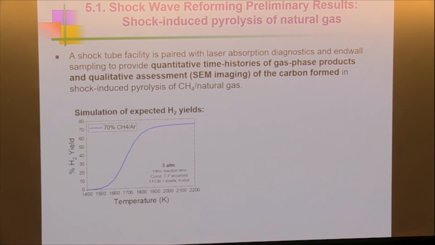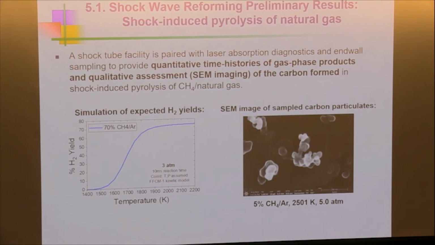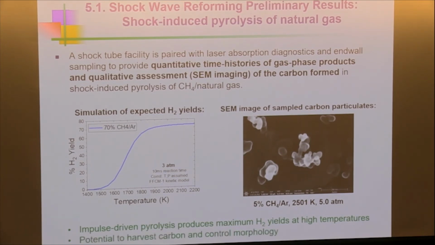Here's a simulation of what we get if we did this at 70% methane and argon, 3 atmospheres, as a function of temperature, and a 10 millisecond test time. It looks like if you get up to 2,000 degrees, it's 75% yield, which would be phenomenal. And we've taken some quick samples of the particles, the carbon that we're getting, because I'm curious whether we could actually produce desirable carbon.